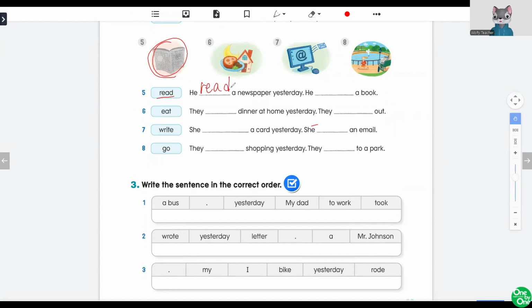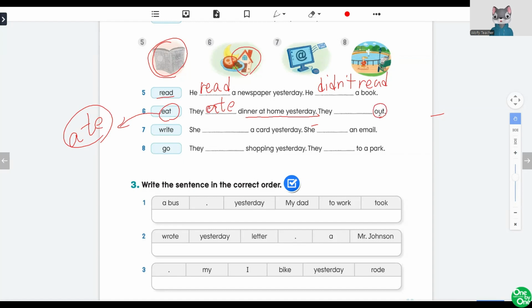책은 안 읽었으니까 우리 어떻게 써야 되지? He didn't. Fantastic. He didn't read a book. This time he didn't read가 아니라 he didn't read a book. Fantastic. eat는 어떻게 바뀌어야 되지? 냠냠냠. 맛있겠다. 뭐야? ate. Fantastic. ate로 바꿔야 되는데, look. They dinner at home yesterday. 집에서 먹은 거니까 우리 뭐라고 얘기해야 돼? They ate dinner yesterday. Fantastic.